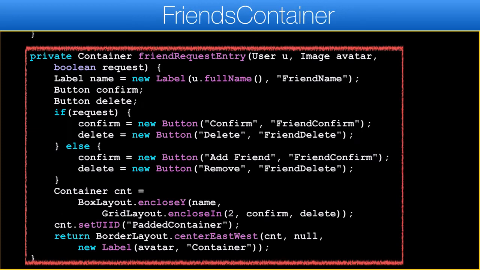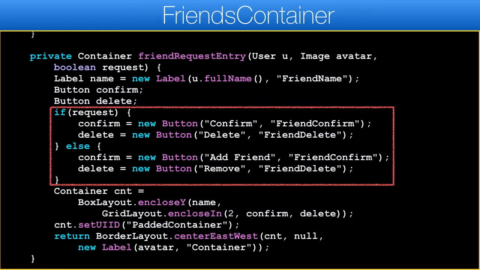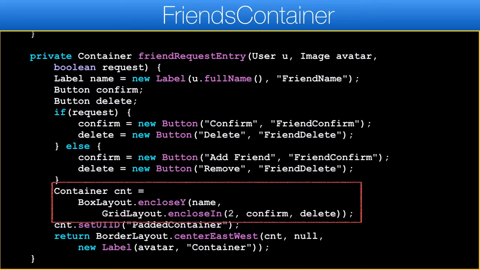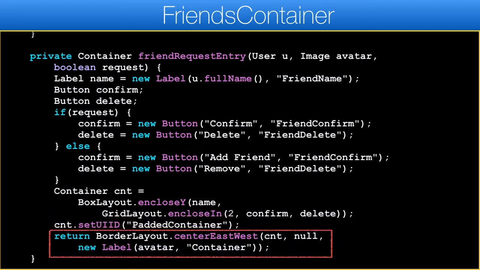Next, we have the friend request entry method. We create the button labels based on the type of request. We place the name above the buttons using a box layout on the y-axis, then place the two buttons within a grid layout, giving them the same size. The avatar is placed in the west since its size is constant. We place the content in the center, which gives it space to grow.